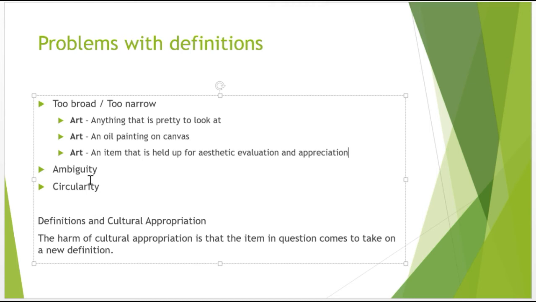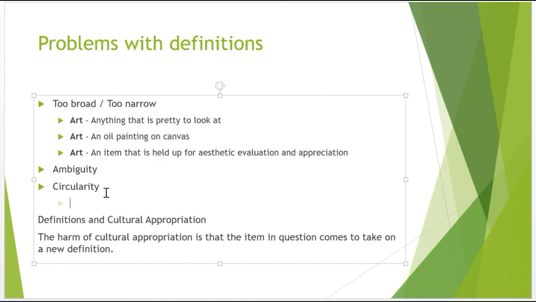But how about circularity? So I'm going to skip ambiguity because we've already talked about it. You can have syntactic and semantic ambiguity. And if you've got either of those ambiguities going on in your definitions, this part of the definition, then you're not going to have a very helpful definition.